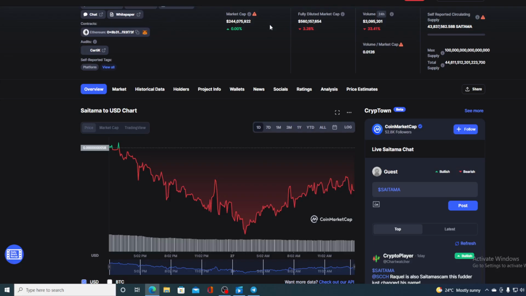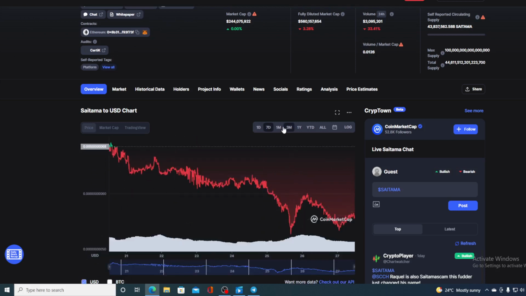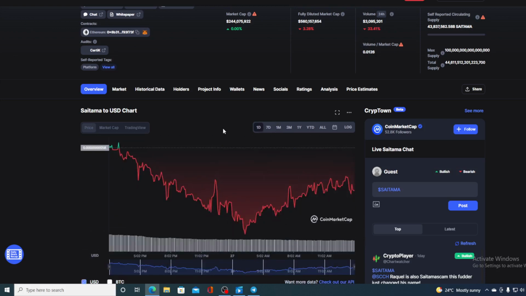And of course, without any further ado, let me get back to that price prediction. So guys, if we are looking at this last 24-hour chart in the red, if we take a look at the last 7 days, again, it's in the red. In the last 30 days, it's showing no difference. It's almost flatlined here going downwards. So the bears are not letting go of the Saitama price, and they are driving it further down.